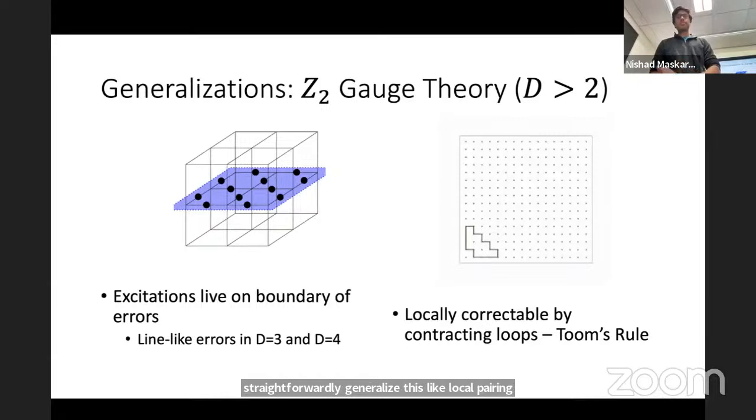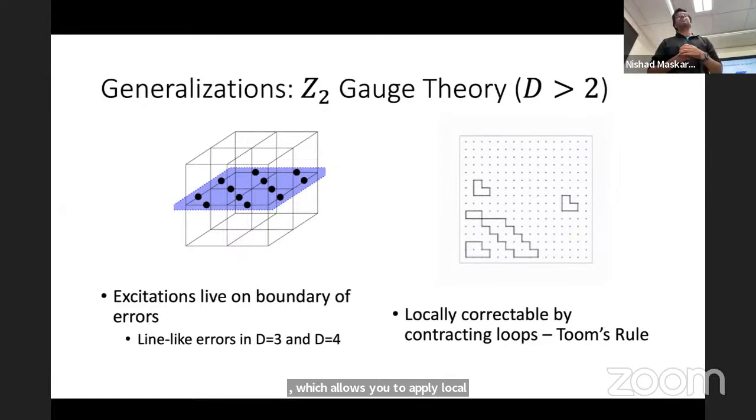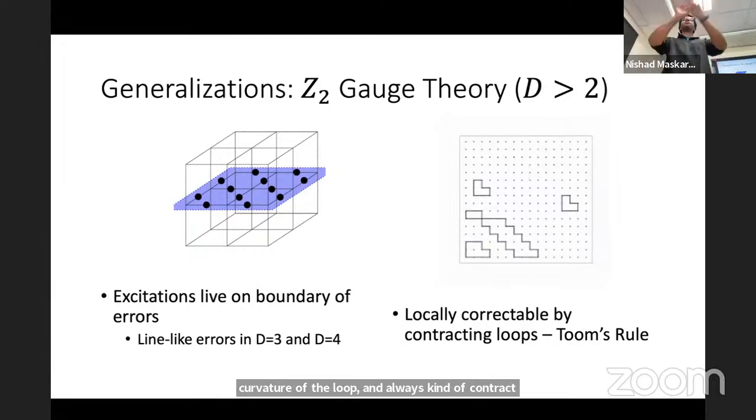So actually, there's this cool thing called Toom's rule, which allows you to apply local operations and actually contract loops. So the key idea is that you can detect the curvature of the loop and always contract loops inwards as opposed to outwards. And you can do that just using local operations.